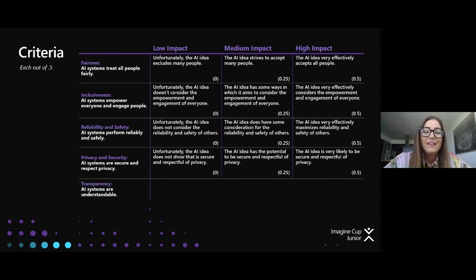Now, privacy and security, and Amanda just talked about this again a couple of minutes ago, didn't you, about GDPR and data protection, and you know, privacy is so important. So has your AI system been secure and does it respect other people's privacy? So unfortunately, no marks are going for if it doesn't show any sort of respect for privacy. You're getting half a mark if it has potential to be secure and respect privacy, and a full mark if it's very likely to be impactful and respect people's privacy.